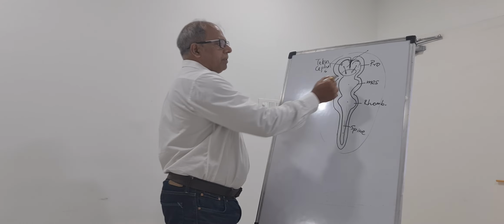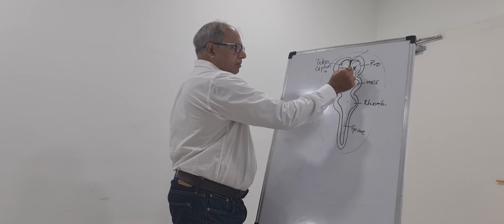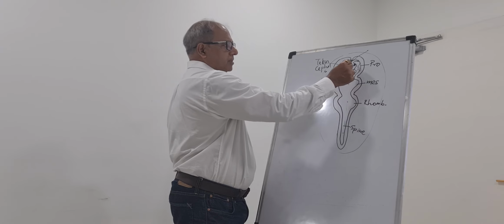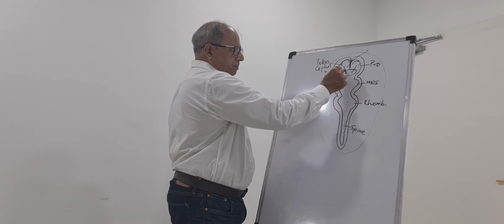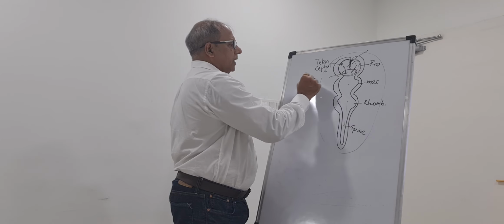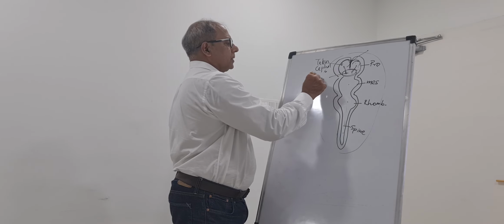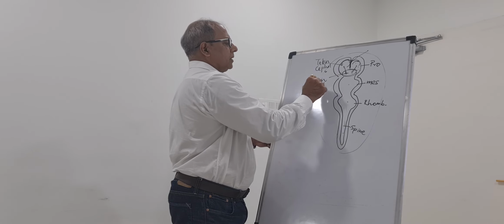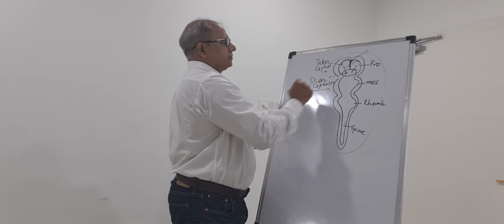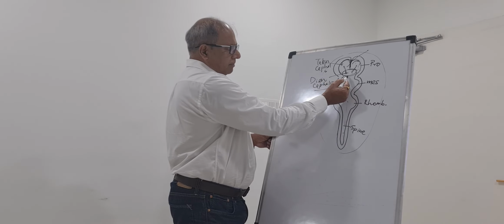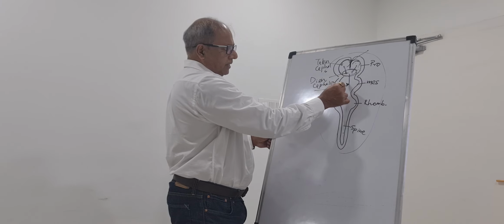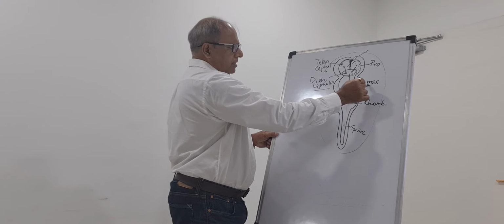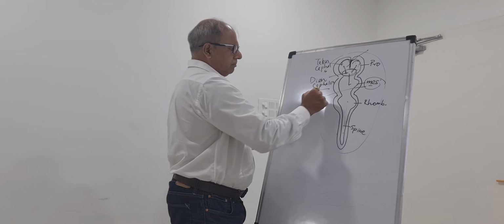This depression is coming from here. That means there is one part of the brain which is just below the prosencephalon, or just below the telencephalon, which is connected with it. So this part is called diencephalon. After this diencephalon, there is continuity of this cavity into this, which is called mesencephalon. Mesencephalon makes the midbrain.